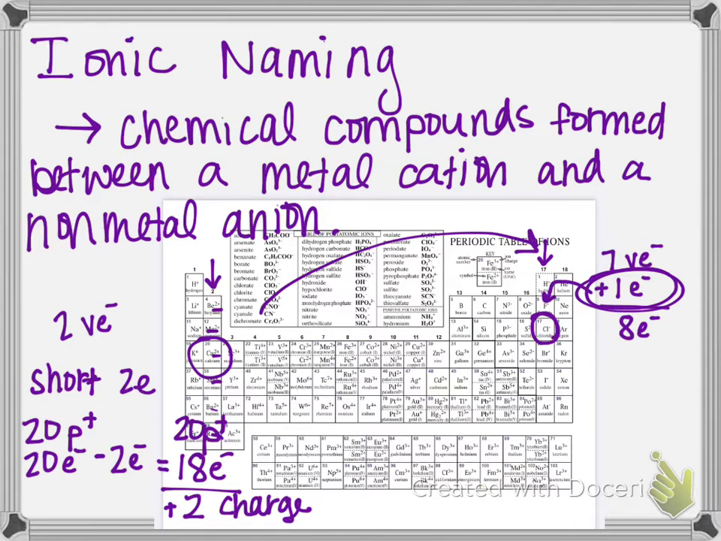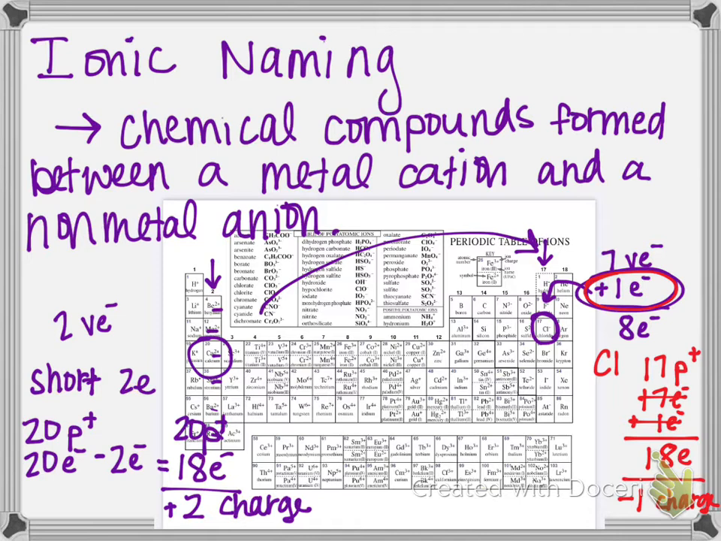So if we look specifically at chlorine, normally chlorine has 17 protons and 17 electrons. But we said if they're going to take on that extra electron so that they can complete their shell, now we've got 18 electrons and 17 protons, which means we've got a charge of -1.